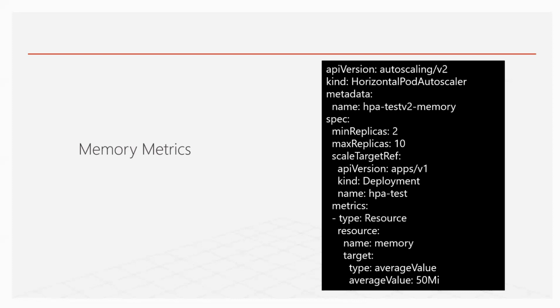So as we've seen, there are multiple types of metrics, so we should be more specific on the type. From the type, it checks the resource. And what is the name? It's memory, and the target type should be averageValue, and the average value should be 50 million, 50 MB.